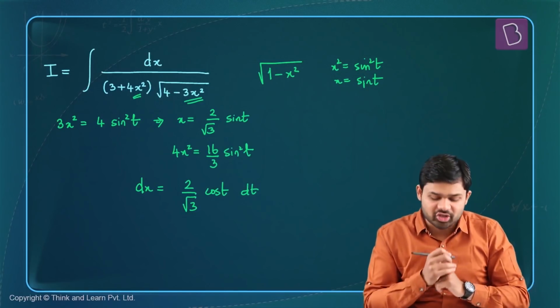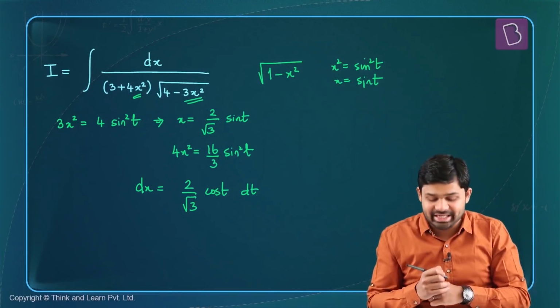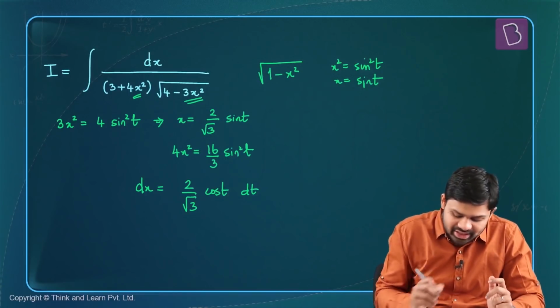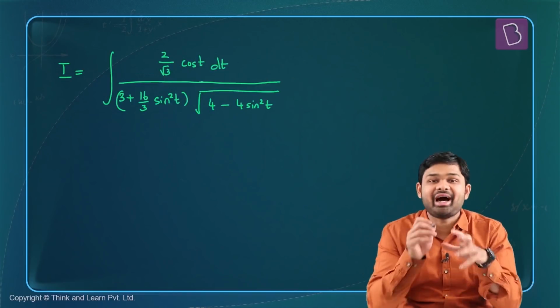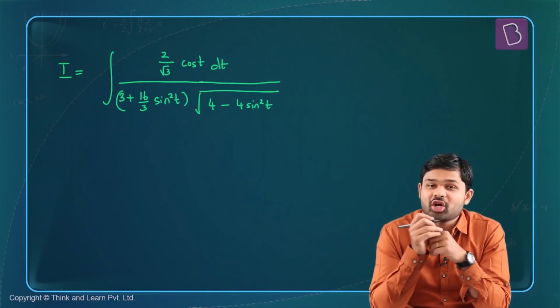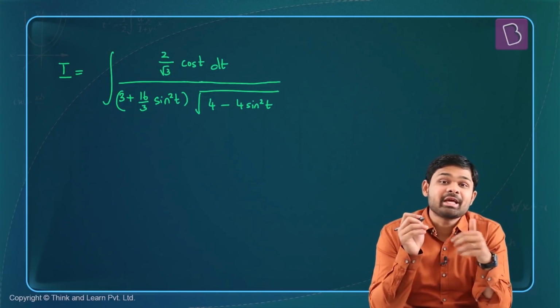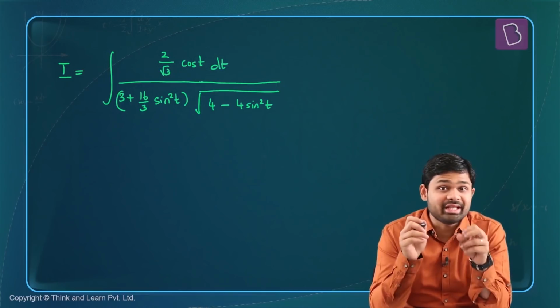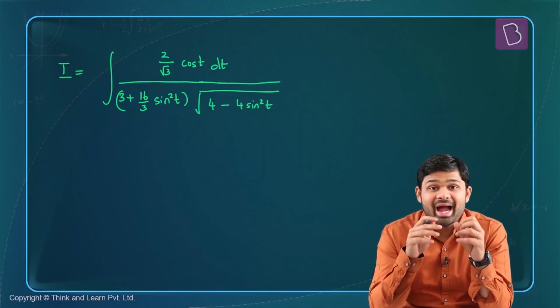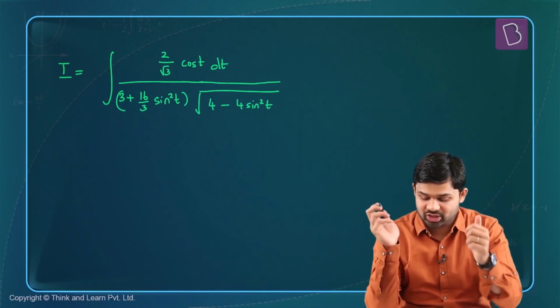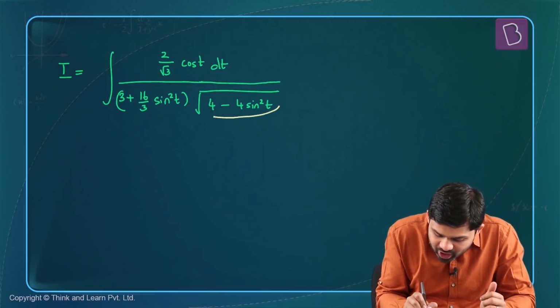So we are now going to substitute everything in this particular integral, and we will rewrite this integral to get I is equal to 2 by root 3 cos t dt divided by 3 plus 16 over 3 sine square t, that was 4x square, and under root of 4 minus 4 sine square t. So now this term I've already explained to you.